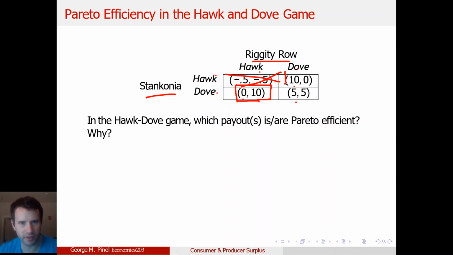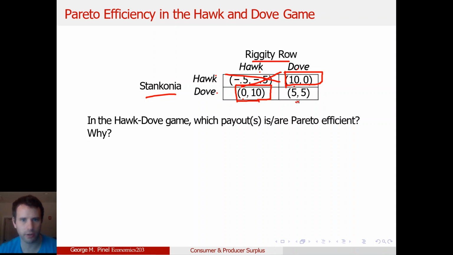Okay. For the same exact reason, this one will be Pareto efficient. Okay, 10, 0. If I go from Dove Hawk to Hawk Dove, I decrease Stankonia's payout, and I decrease Stankonia's payout here. So this one has to be Pareto efficient too, because there's no allocation where I don't decrease Stankonia's payout. So in order to make Riggedy Row better off, I would need to take from Stankonia.